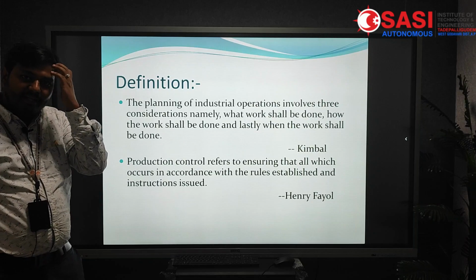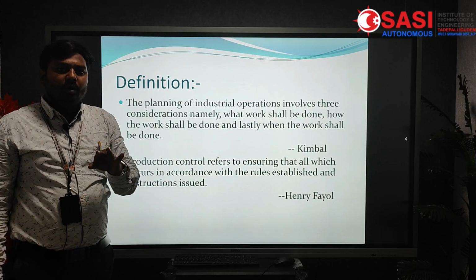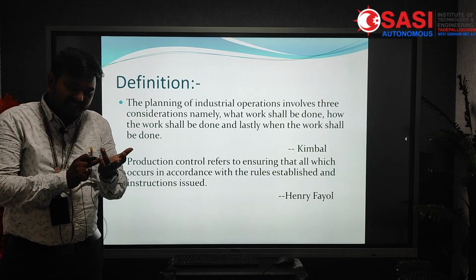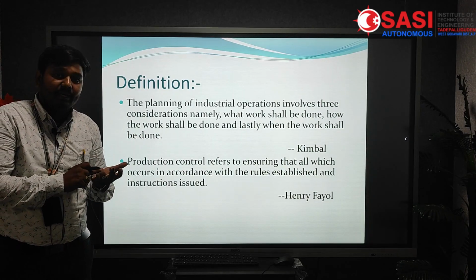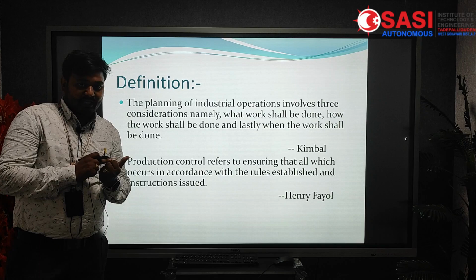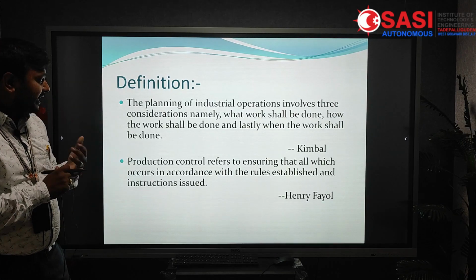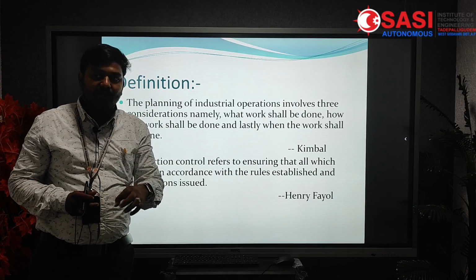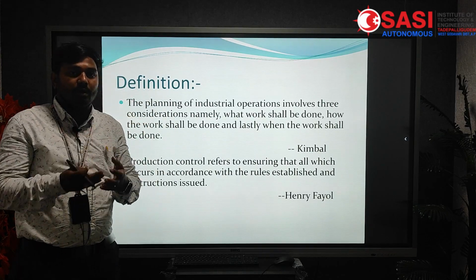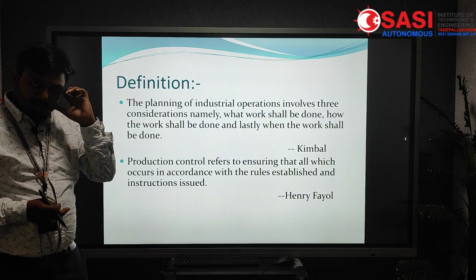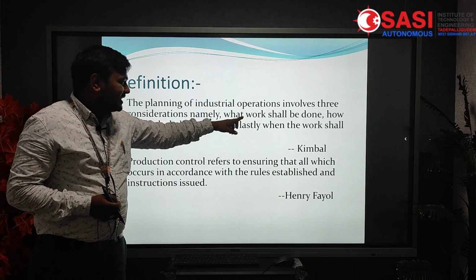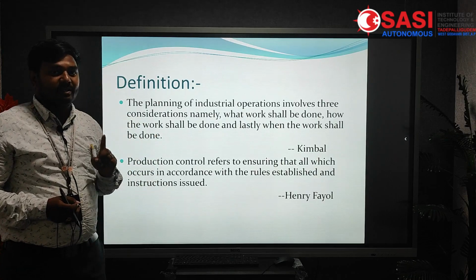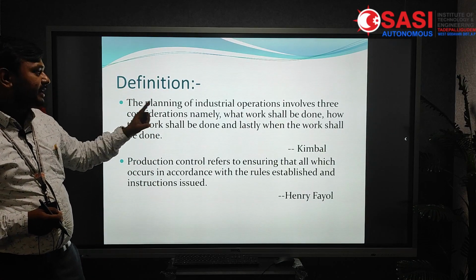Mainly the production planning and control majorly involve three considerations, namely what work shall be done, how the work shall be done, and by when the work shall be done. What kind of work shall be done, what kind of activities that we are going to adopt. The what work shall be done might be the first priority or the first consideration for the production manager under the production planning and control.